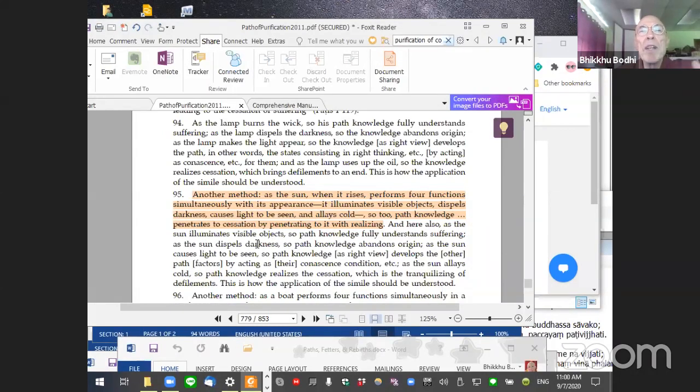So just as the sun illuminates visible objects, so the path knowledge illuminates the truth of suffering with full understanding. Just as the sun dispels darkness, so the path knowledge dispels the defilements that constitute the origin of suffering. Just as the sun causes light to be seen, so path knowledge develops the other path factors by bringing them up strongly. And as the sun dispels the cold, so path knowledge realizes cessation, which is the tranquilizing of defilements.